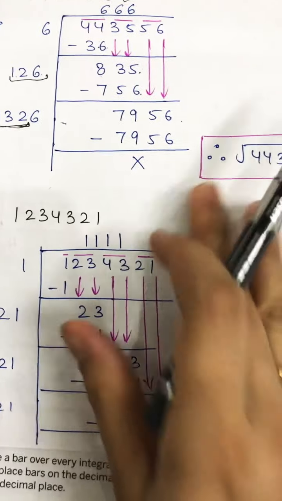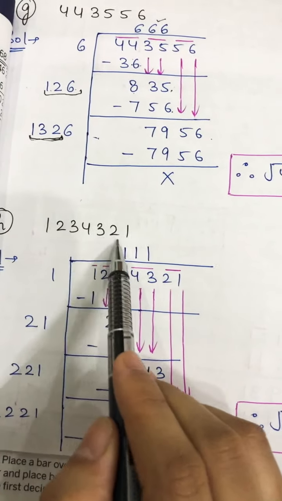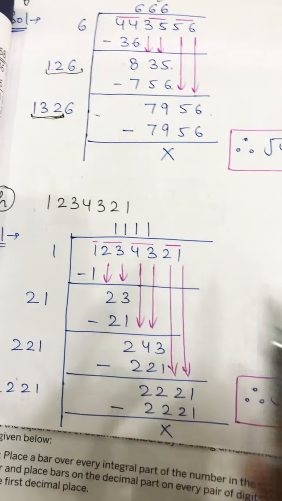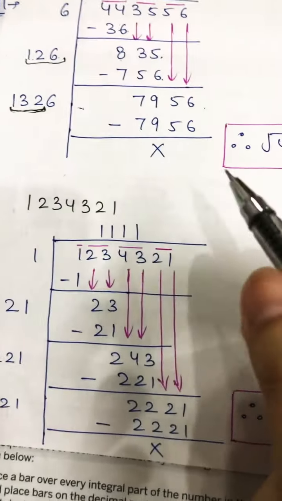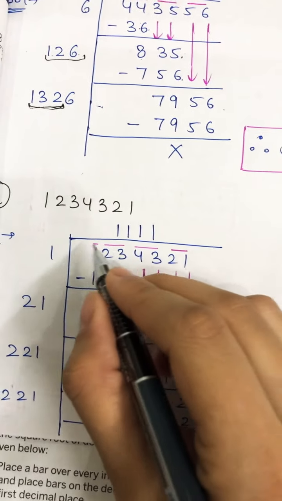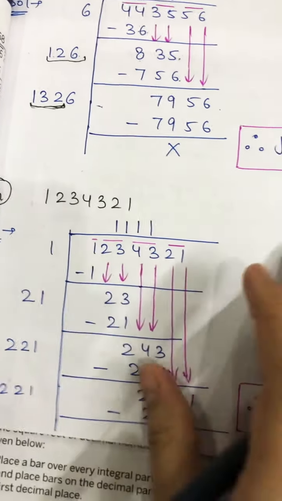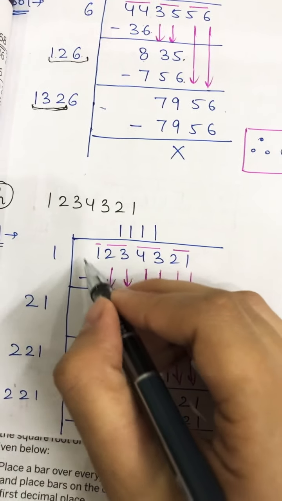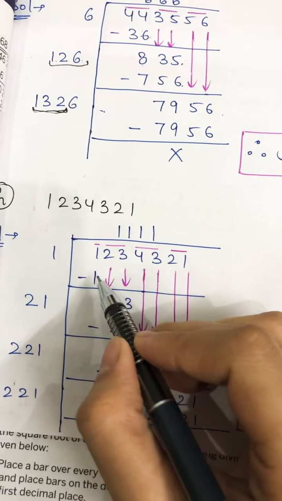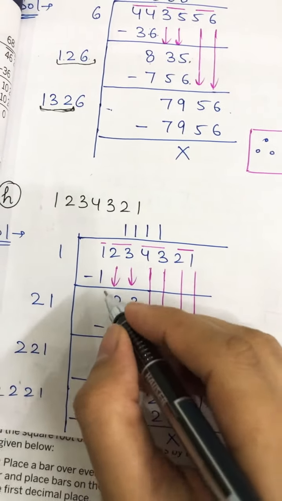Now the last part is 1 2 3 4 3 2 1. This is your question, so write here 1 2 3 4 3 2 1. Start making pairs from the last digit: 1 pair, 2 pair, 3 pair, last is single. So now take this single digit. It will go on which table? 1 one is 1. Now it will be 0.